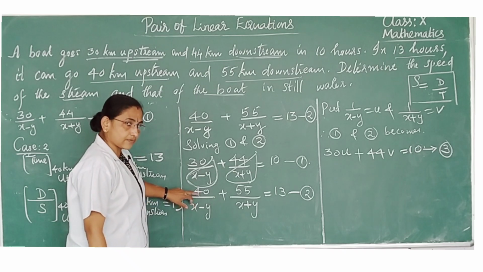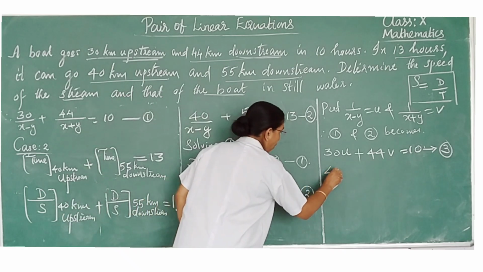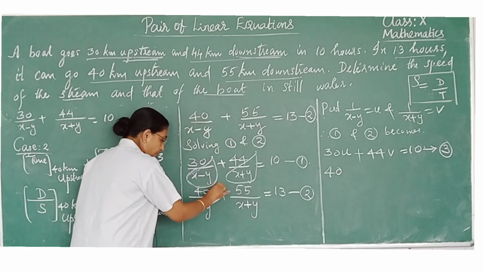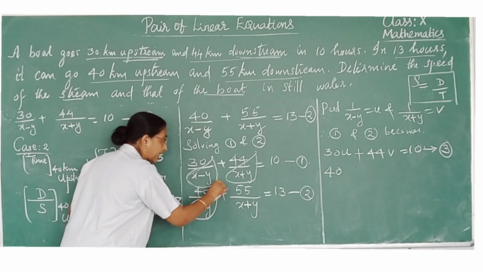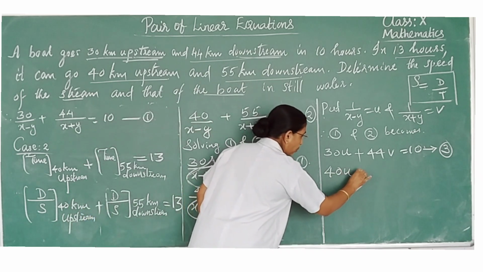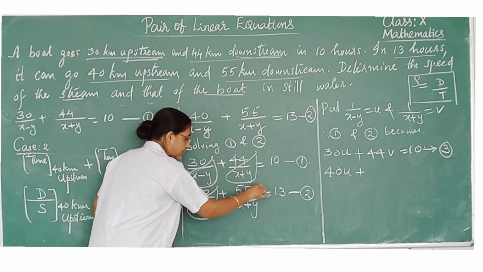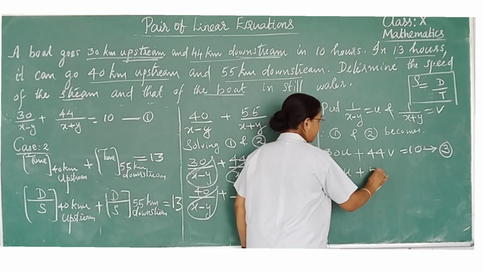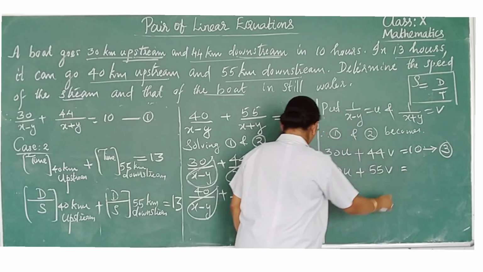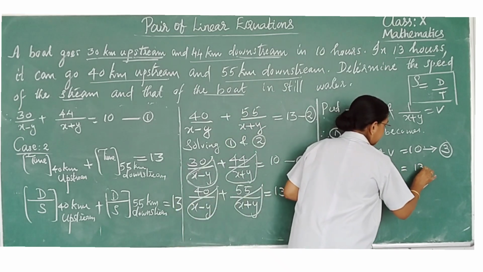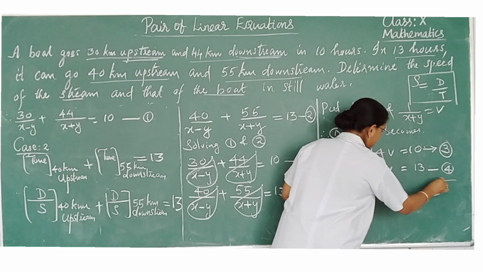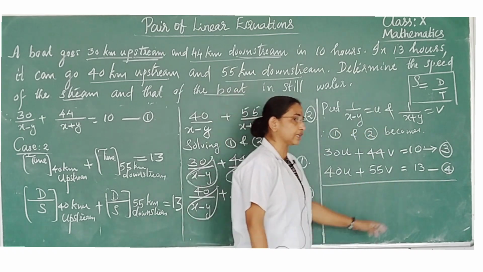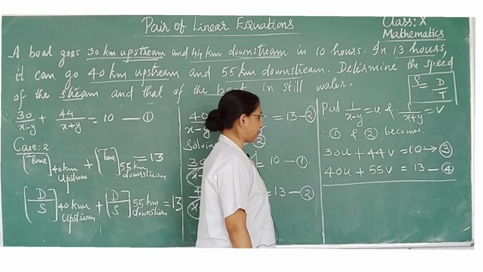Now, this we can convert as 40 into, again, 1 by x minus y, you can give the substitution as u, plus 55 into 1 by x plus y, give the substitution as v. So 55v equals, the right side is 13, take this as equation number 4. So I think better to transfer equations as 3 and 4 after making the substitution.